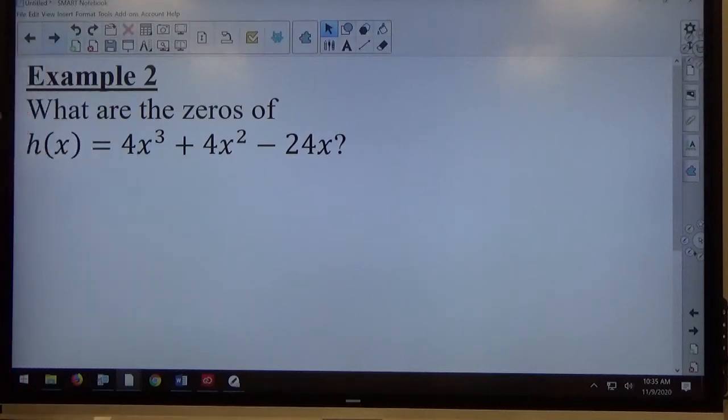Moving on to example 2. What are the zeros of h of x equals 4x cubed plus 4x squared minus 24x? Notice the difference here. This is not factored. This is a sum and a difference of objects, and there is no sum and difference property of zeros. So in order to be able to do this, my first task would be to factor if at all possible.